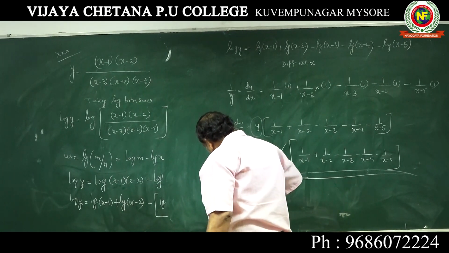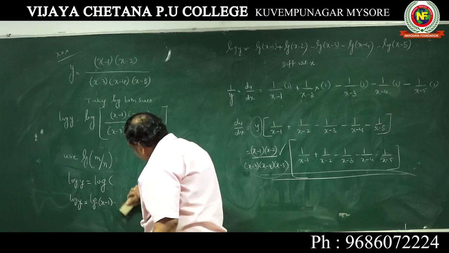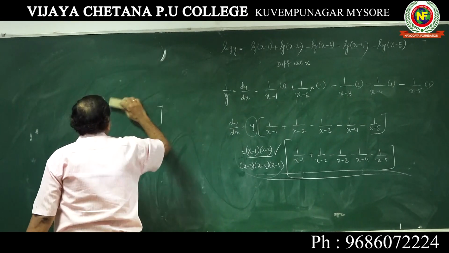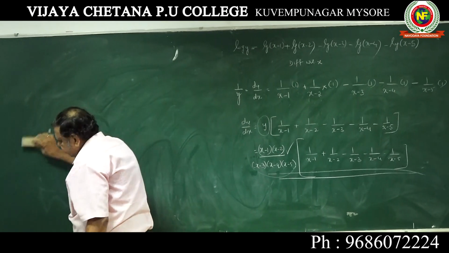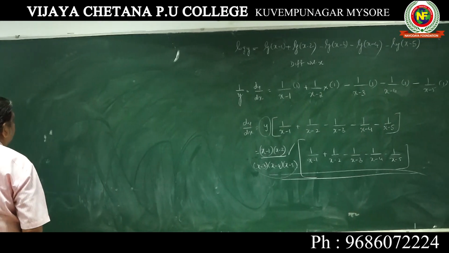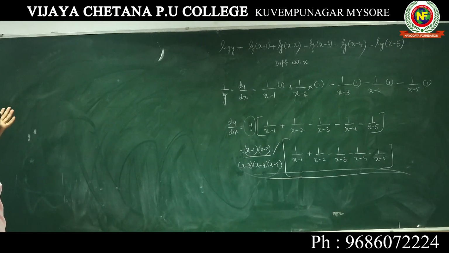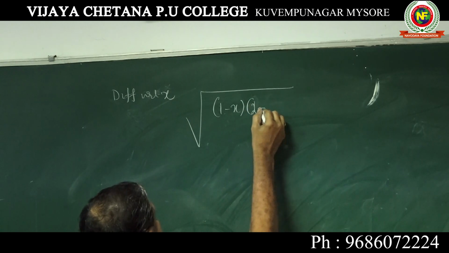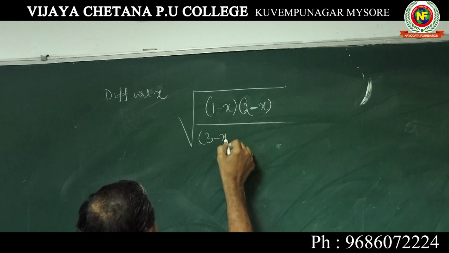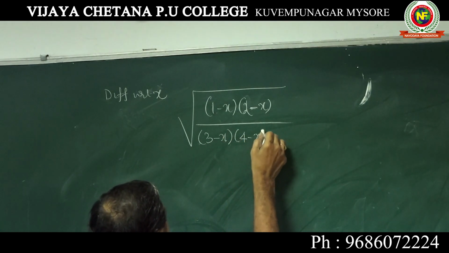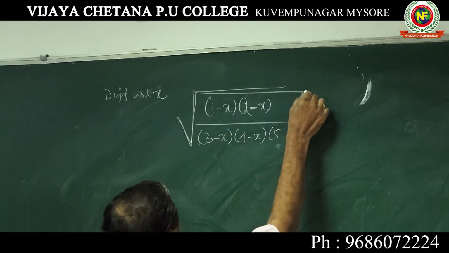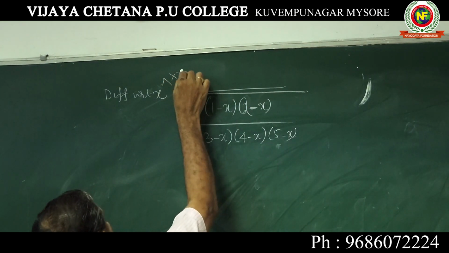One more we will do, and then I will give you some problems. Then we should take up parametric functions. We have to do differentiation of parametric functions. Very important thing. Parametric functions we have to start. Take this: the square root of (1−x)(2−x) by (3−x)(4−x)(5−x). The square root covers all the things, and it is also important, given in your textbook.